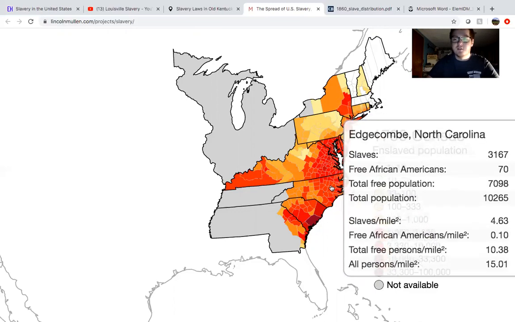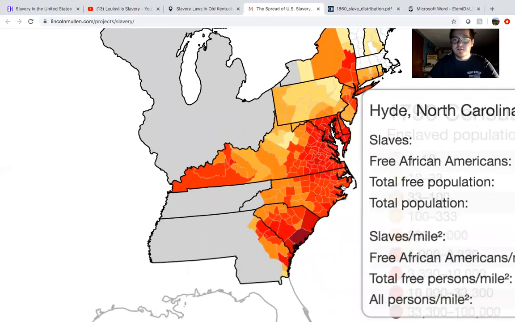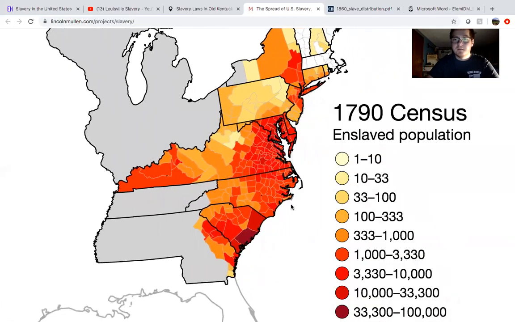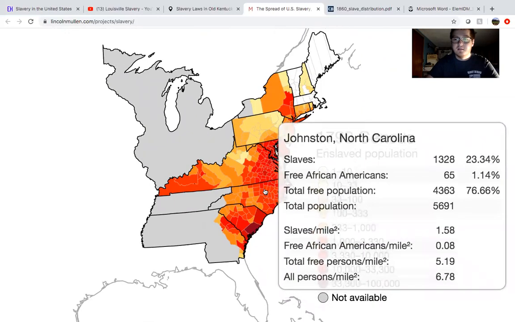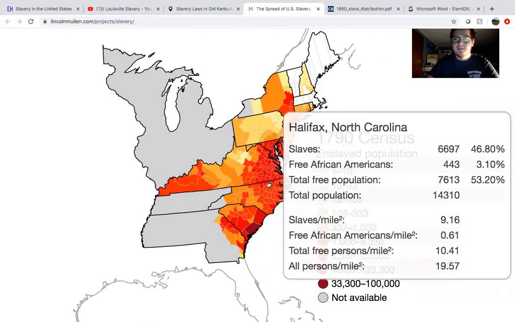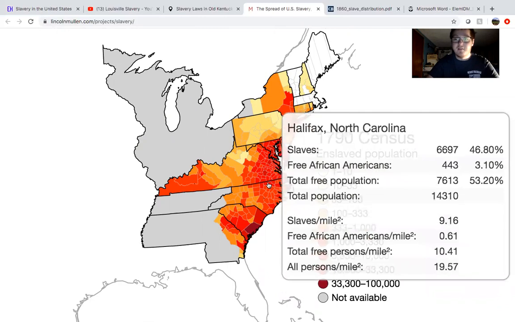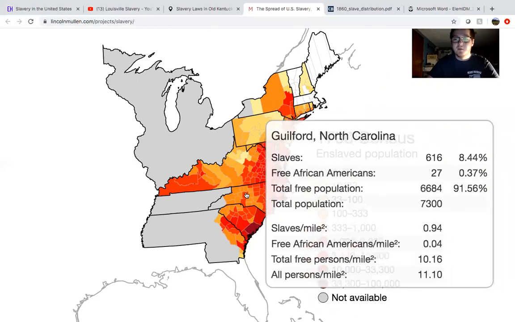Let's go down to North Carolina. Remember, we're looking for the dark red. It's pretty dark red. See 3,000. Zoom over. I see a 6,000. So we have Halifax, which is still a big population. That's part of Virginia now, obviously, Halifax, Virginia. So we have 6,600, nearly 6,700 slaves. So that looks like the most in South Carolina.